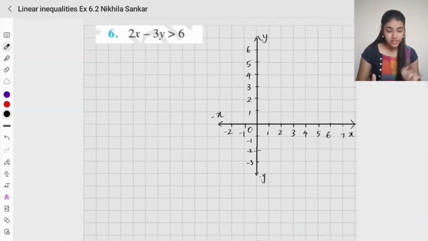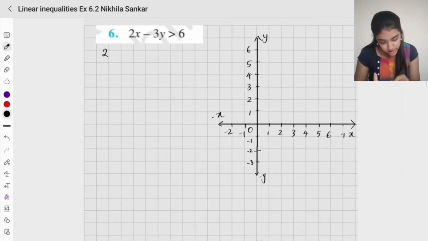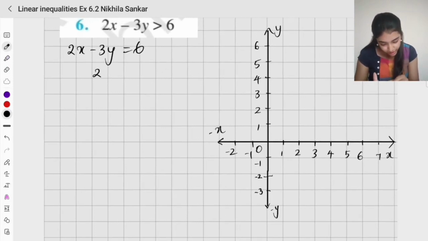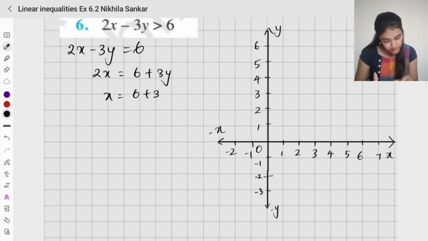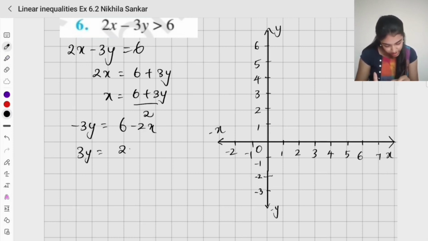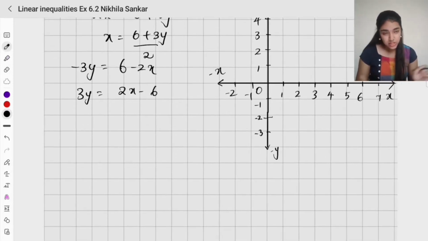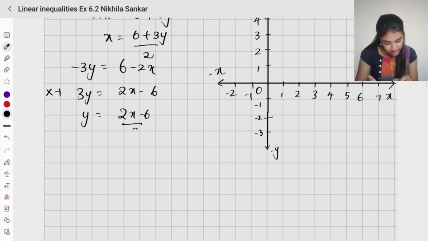Sixth question. 2x minus 3y greater than 6. So first 2x minus 3y equals 6. Writing x in terms of y. So I have 2x is equal to 6 plus 3y. x is equal to 6 plus 3y divided by 2. Now y in terms of x. So I'm going to have minus 3y equals 6 minus 2x. I'm just reversing the sign. Multiplying by minus 1, minus 3y will become 3y, and 6 minus 2x becomes 2x minus 6. Now y equals 2x minus 6 divided by 3.